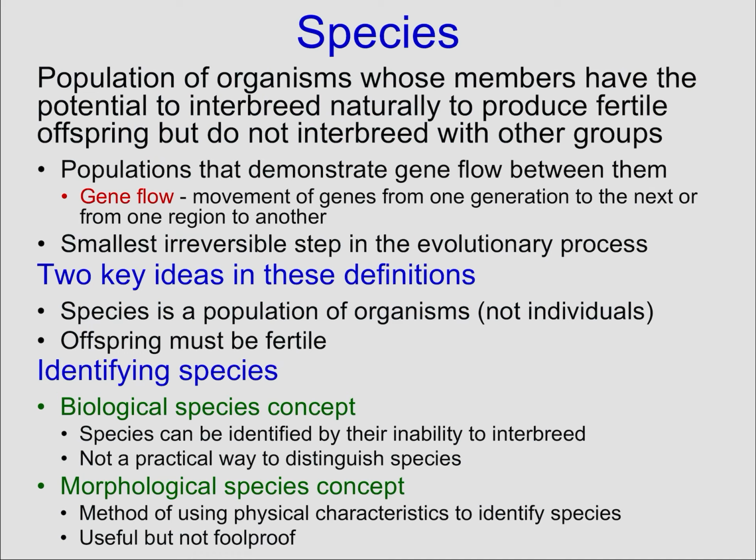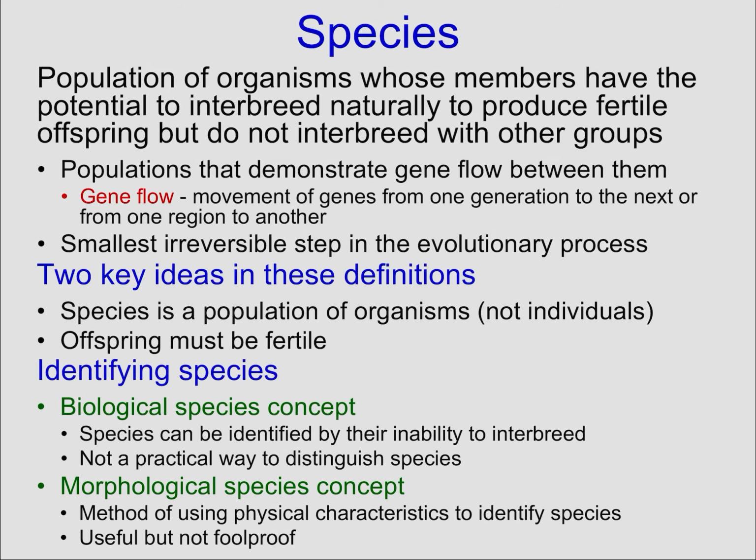The first is biological and the second is morphological. So biological is a species can be identified by their inability to interbreed. So if they can't interbreed, then that's one thing. But it's not a practical way to distinguish species. Morphological is a method of using physical characteristics to identify a species, and while it is useful, it's not always foolproof.